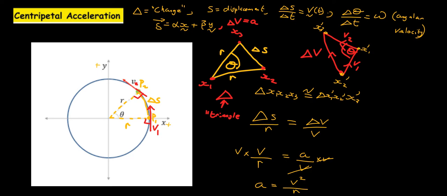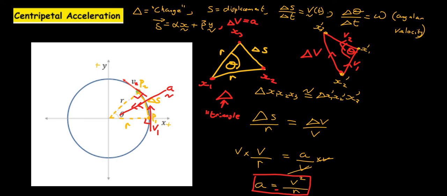Now we've already established that the acceleration is directed inwards. And since it's going in this direction, that gives it a negative, and that is called the centripetal acceleration, which is directed inwards towards the center of the circle.